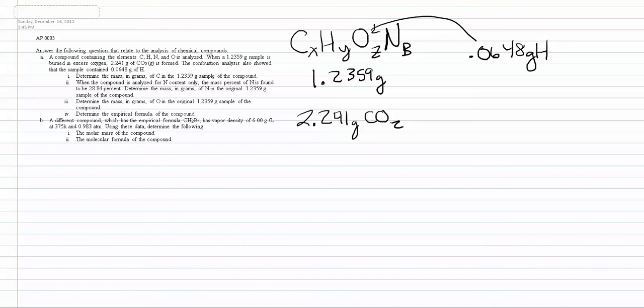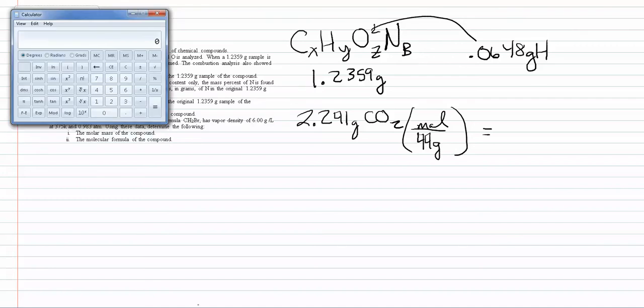Now, let's read the next question. Determine the mass in grams of carbon in the sample. Okay, so if I know the mass of carbon dioxide, I can relate. I know for every mole of carbon dioxide I have a mole of carbon. So let's get this in moles. Carbon dioxide, 16, 16, and 12 is going to give us 44 grams per mole. I probably should use more decimals, but we're going to run with 44. Makes the number a little easier to deal with.